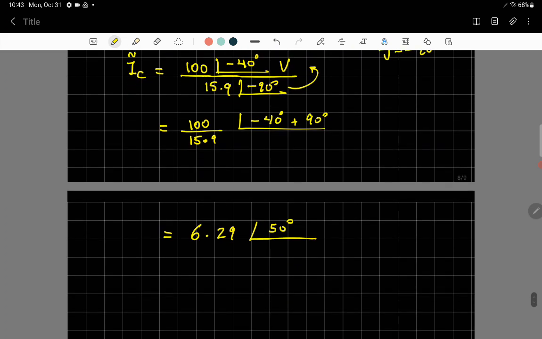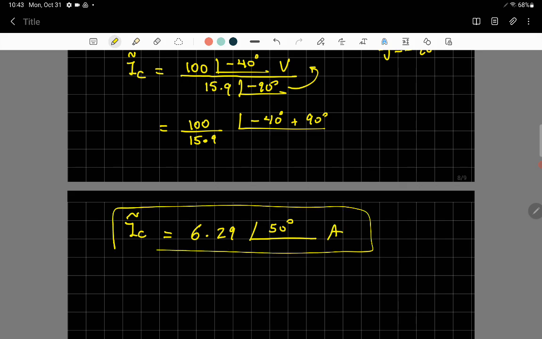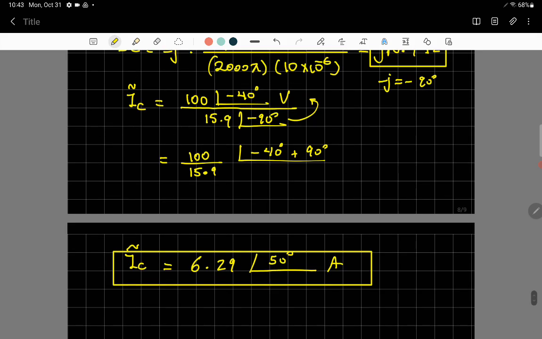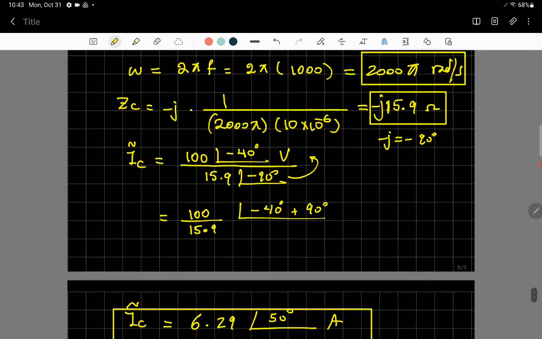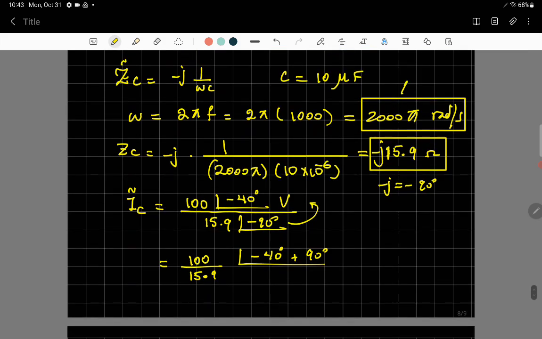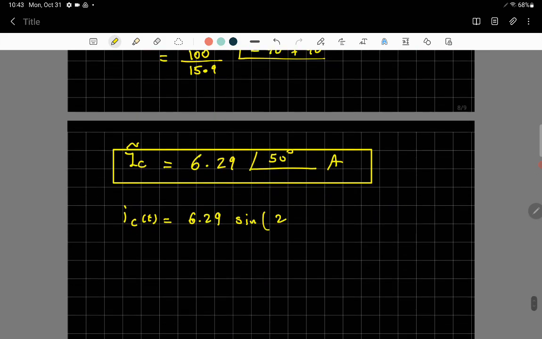And that was the current in mA. That's as a phasor. All right. Well, if you want to express it as a time function, IC will be 6.29 sine omega t. Now we have omega, by the way. This is your omega, 2000 pi. You can leave it like that. Omega t, plus the angle that you got, 50 degrees, and the unit is mA.